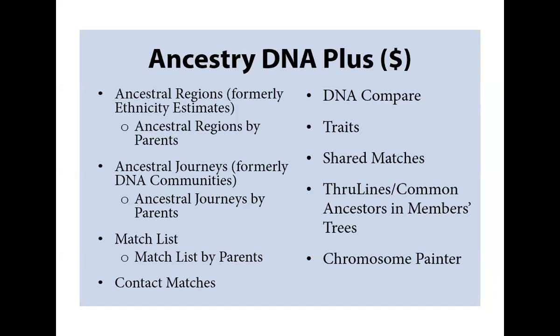And there are other tools available, such as ThruLines, which really gives you a theory on how you're related to different people and their ancestors in their trees. And there's something very similar to a DNA Painter option called chromosome painter, which gives you an idea of approximately what chromosome segments might come from each parent, for example, and where they come into ethnicity.